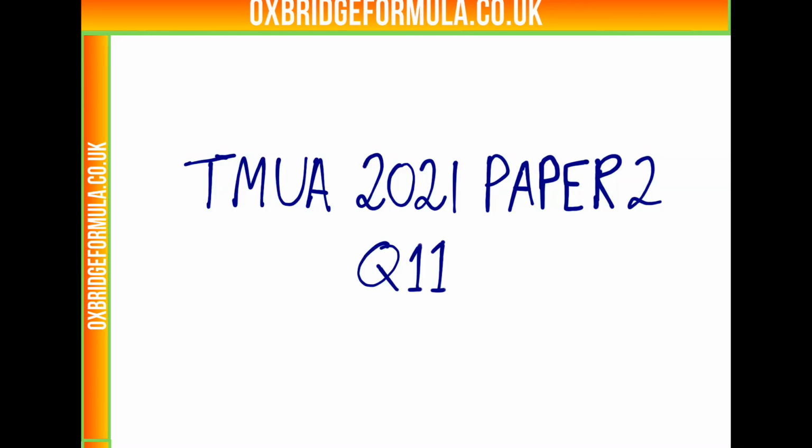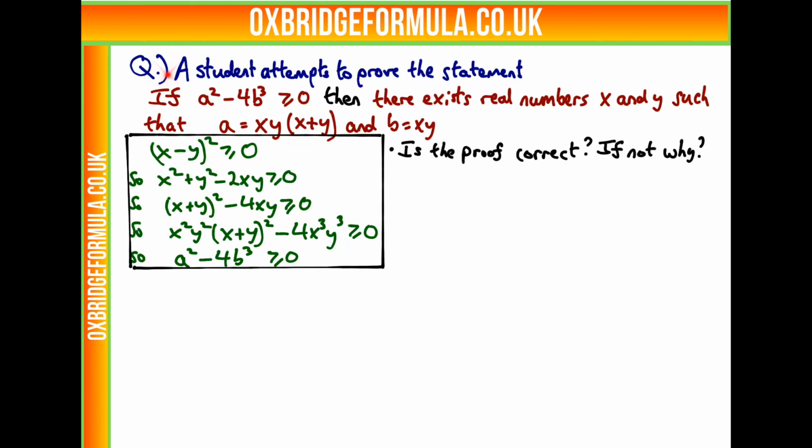This is TMUA 2021, Paper 2, Question 11. A student attempts to prove the statement that if a squared minus 4b cubed is bigger than or equal to 0, then there exist real numbers x and y such that a is equal to xy times (x plus y) and b is equal to xy. And this is his attempted proof here. We want to work out if this proof is correct, and if not, why is it not correct?